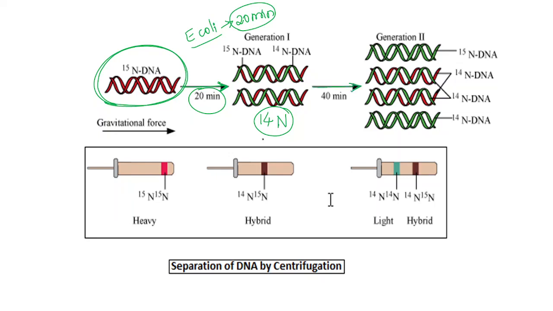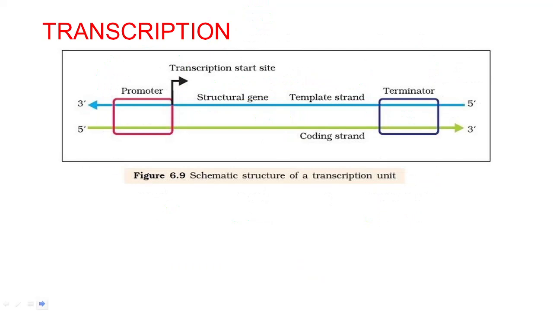They will transfer these bacteria after 40 minutes, and they will check the content of the DNA. Then the result was obtained like this: the first one was heavier DNA, the second one was moderate or hybrid, and the third contained light DNA as well as hybrid DNA. So, by this process we can clearly tell that DNA replication is semi-conservative. Clear? Okay. Coming to the next part of the chapter, that is transcription.